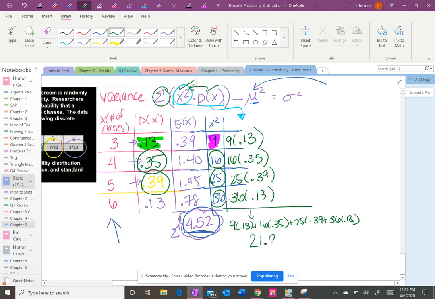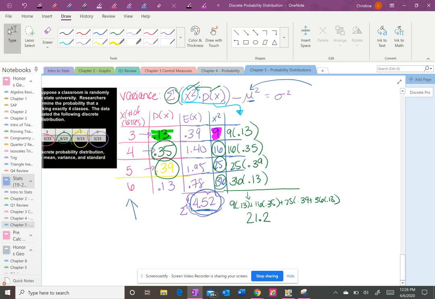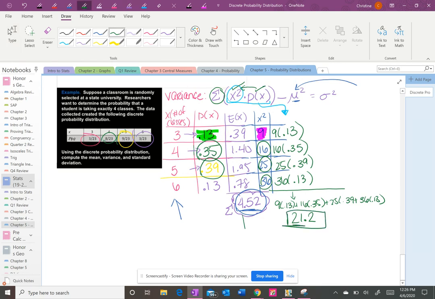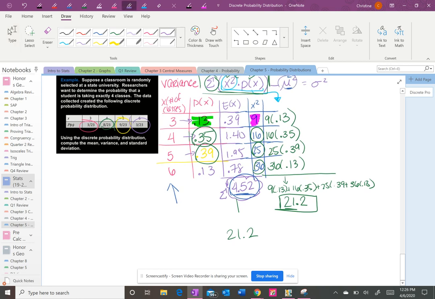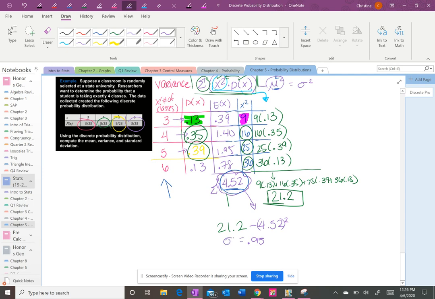Yep, 21.2. Okay, so now the formula says to take this number, that was the answer for all of this, and take away the average squared. So here's the average. So first let me do this. 21.2 minus 4.5 squared. And you get 0.95. Okay, so that's your variance. That's sigma squared.